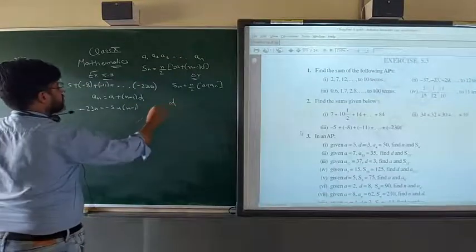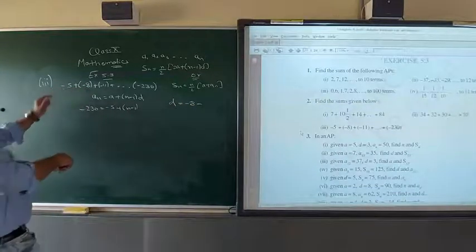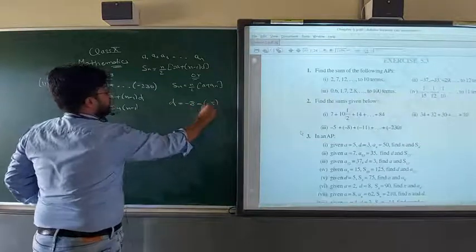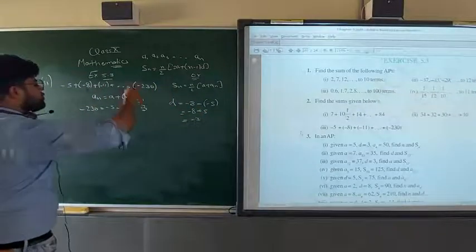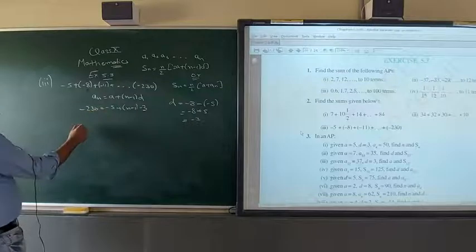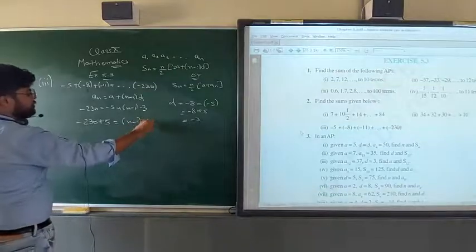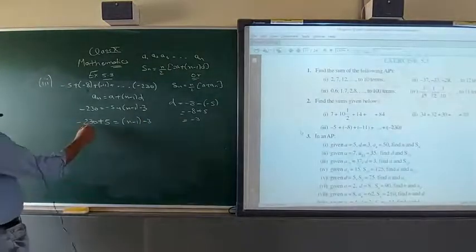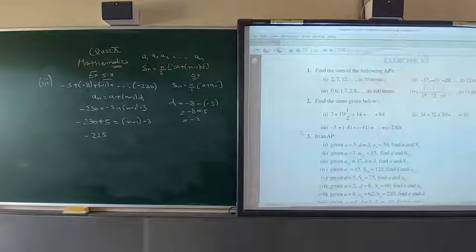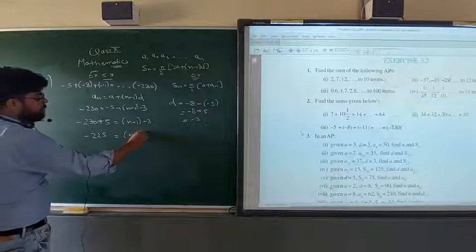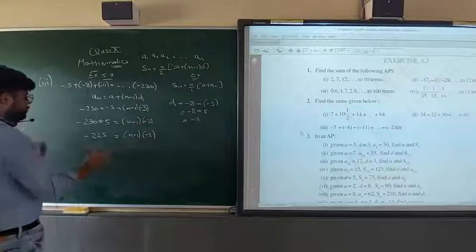Now look at that. The second term is minus 8, minus the first term, minus 5. Minus 8 plus 5 will be minus 3. So the value of d is minus 3. Now it will be minus 230 plus 5 equals (n minus 1) times minus 3. Now minus 225 and minus 3 we can divide. Yes, sure. Minus 3 is in multiplication, so don't get confused. Minus 3 will go down in the bracket.